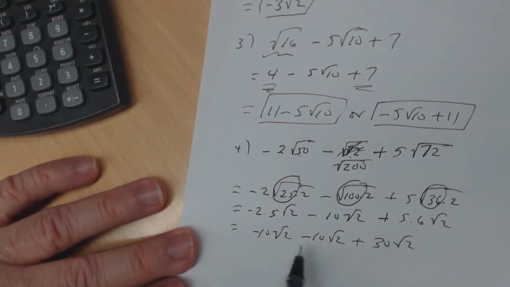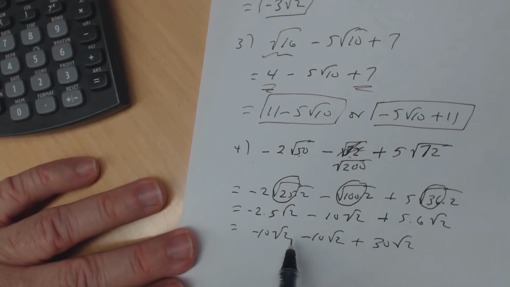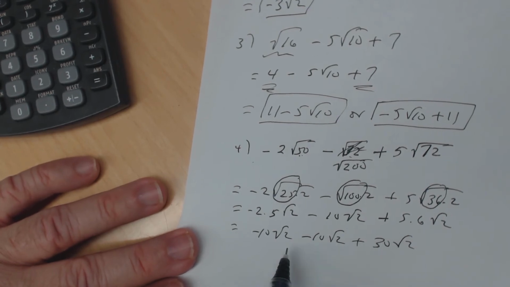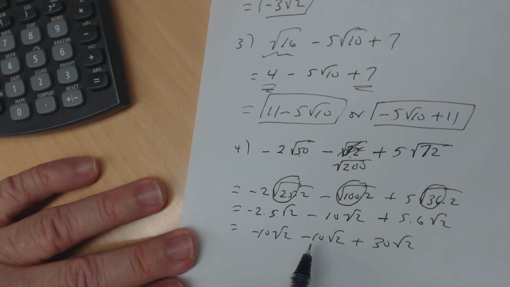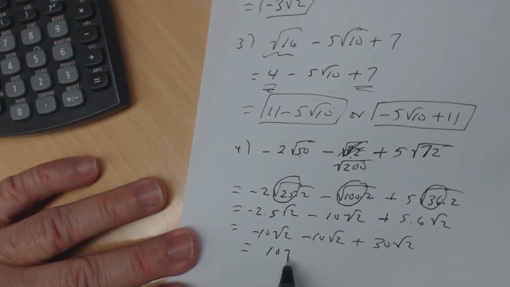Now all these are like terms because they all have square roots, and the radicands are the same. They all have radicand 2. So all you're basically doing is just adding their coefficients. A negative 10 and a negative 10 is a negative 20. A negative 20 and a positive 30 is a positive 10. So the answer is going to be 10 square root of 2.